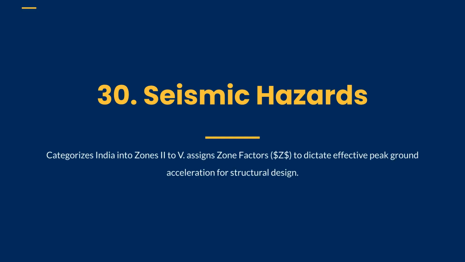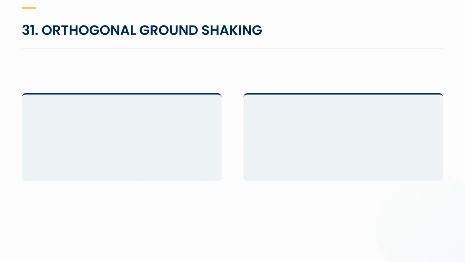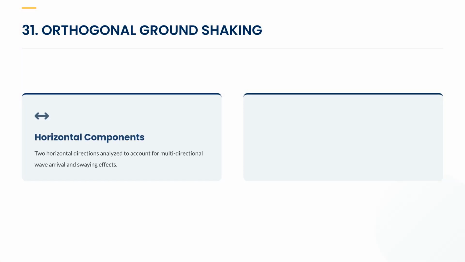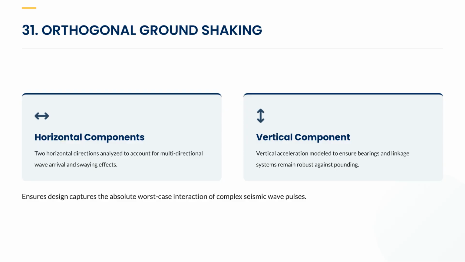Section 30 addresses seismic hazards. India is categorized into zones II to V, assigning zone factor Z to determine the effective peak ground acceleration required for structural design. Orthogonal ground shaking requires analyzing the structure for seismic forces in two horizontal directions and a vertical component. This ensures the design captures the worst-case interaction of complex seismic wave pulses on the structure.